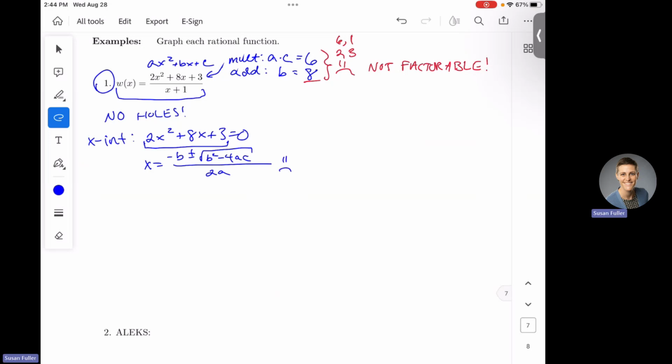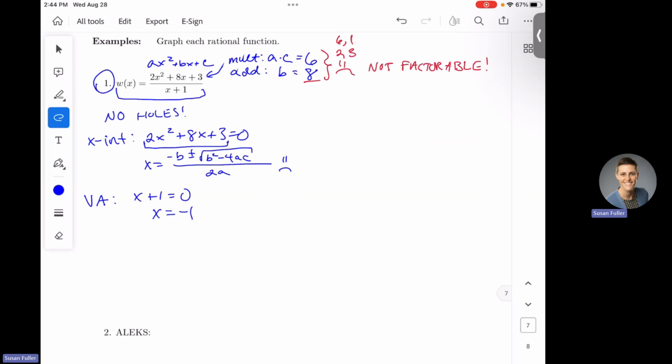But frankly, barf, that's a lot of work and it's a lot of opportunities for mistakes. I don't want to do that. I'm not going to bother with this. So for now, I'm not going to find the x-intercepts. No thanks. It's not worth it here. So let's move to our vertical asymptotes. The vertical asymptotes happen where that denominator is equal to 0. I'm going to subtract 1 from both sides, which means x equals -1 is my vertical asymptote.